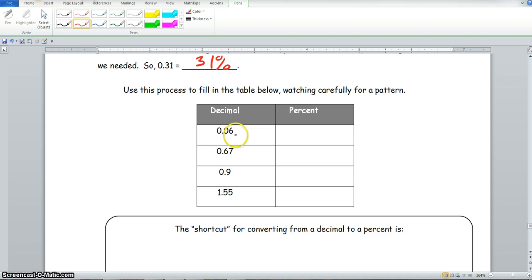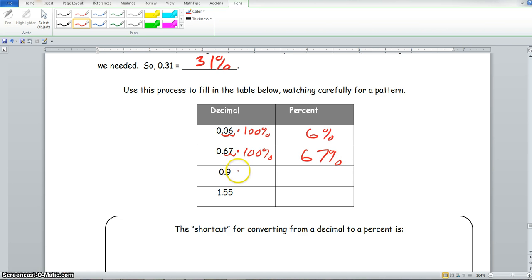We got 0.06. Now, we're going to multiply that by 100%. 0.06 times 100%. We know we're going to move this decimal 2 places to the right, and that will give us 6%. Now we'll multiply 0.67 times 100%. Move this decimal 2 places to the right, that will give us 67%.